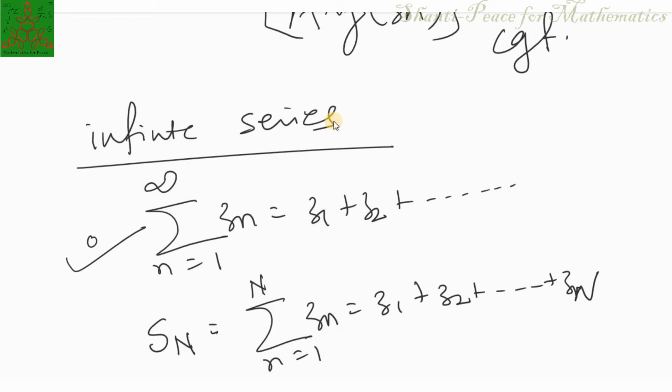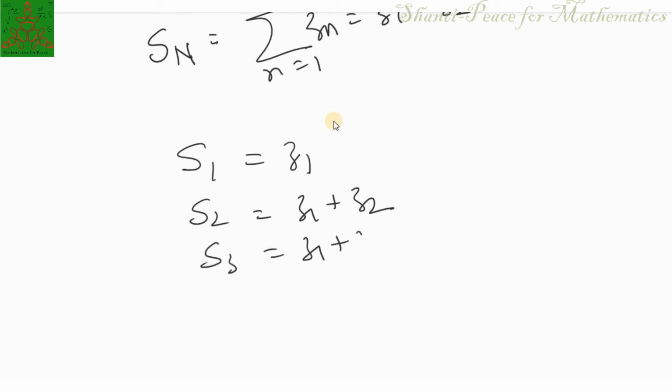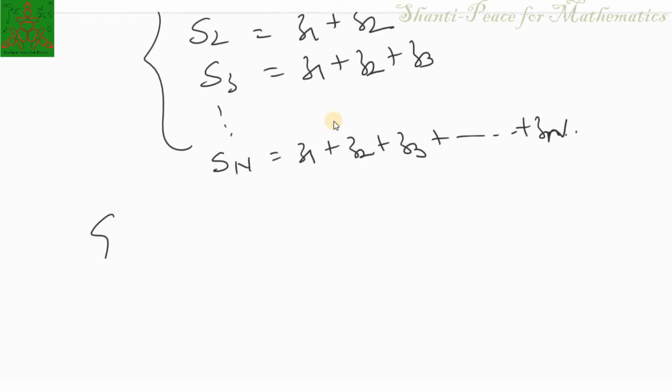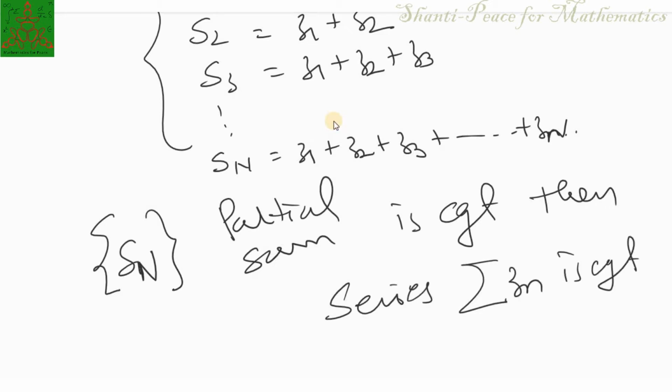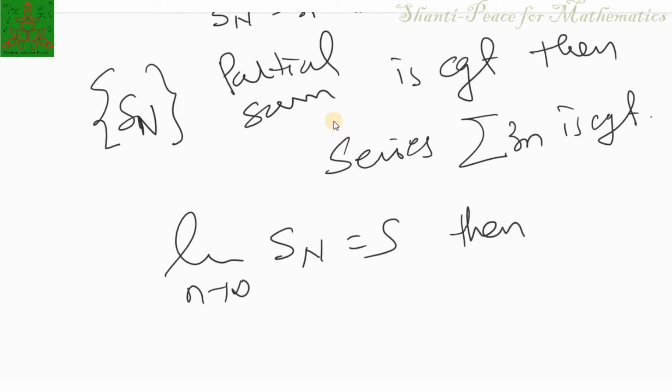Now this will be a sequence of complex numbers. So S1 will be Z1, S2 will be Z1 plus Z2, S3 will be Z1 plus Z2 plus Z3, and so on. Sn will be Z1 plus Z2 plus Z3 up to Zn. And this is a sequence of complex numbers. If this sequence, that means this Sn, which is known as the partial sum, is convergent, then the series summation of Zn is convergent. And if the limit of this sequence of partial sums is S as n tends to infinity, then we can write that summation of Zn is also S. It also converges to S.